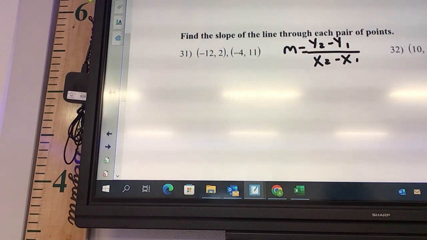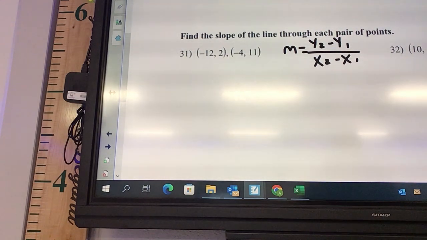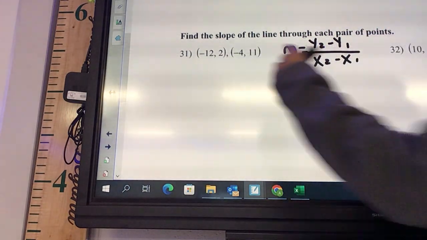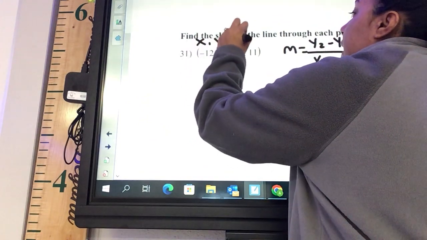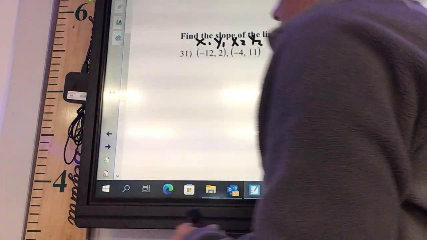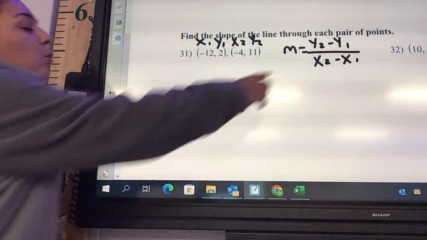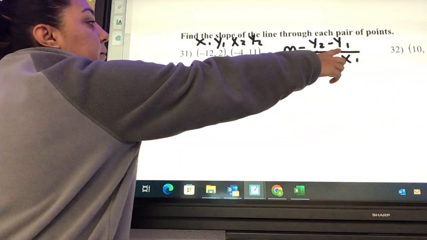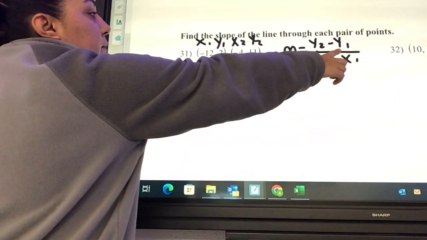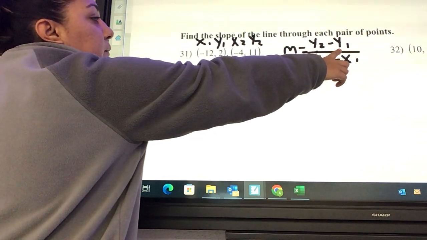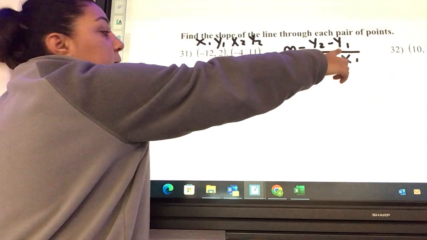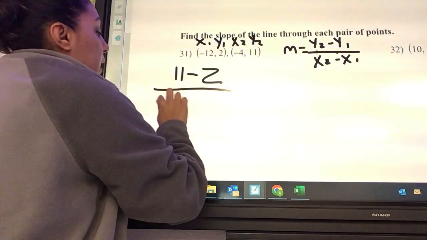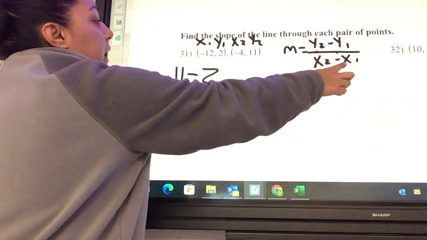So how do we label these? How do I label these coordinates? x1, y1, x2, y2. Now, following our formula, what is my y2? 11 minus y1. Try again. You said y1? What is y1? Oh, 2. 2 over x2. Negative 4 minus x1.